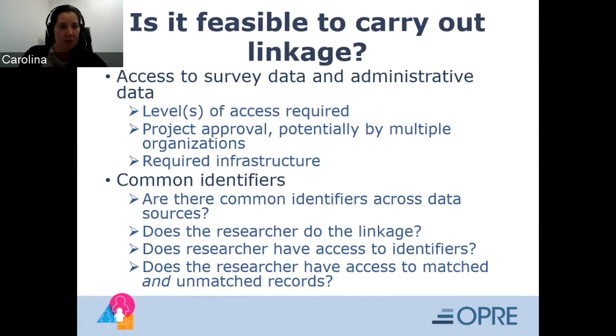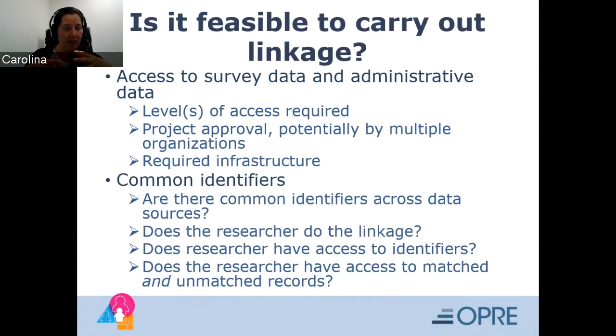Then another aspect of feasibility is whether there are common identifiers. In order to do the linkage, you will need some common identifier across the data sources. Those common identifiers sometimes are readily available, and sometimes they need to be created. Sometimes the researcher does the linkage, and sometimes the linkage is done by someone else. In the NSECE, we have done both. For instance, if you want to link the NSECE data with some state characteristics, we give you the state ID, and you have your own data file with state characteristics, and you do the linkage yourself.